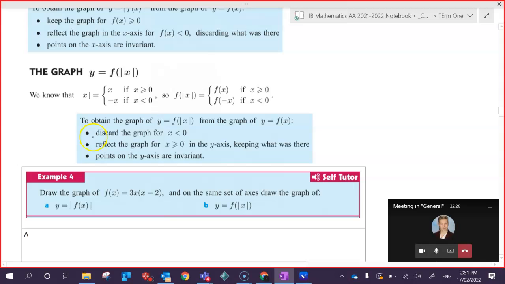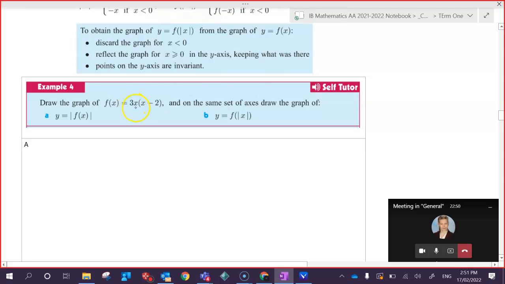And that's what they're saying here. Discard the graph for x less than 0. So we get rid of that bit where all the x's were negative, and reflect the graph for x greater than 0 in the y-axis. So we keep what we started with as well. We have the original image and the reflection. Rather than reflecting the whole lot, we just keep it there. Anything on the y-axis stays where it is.